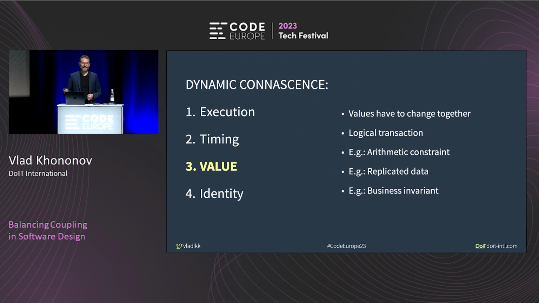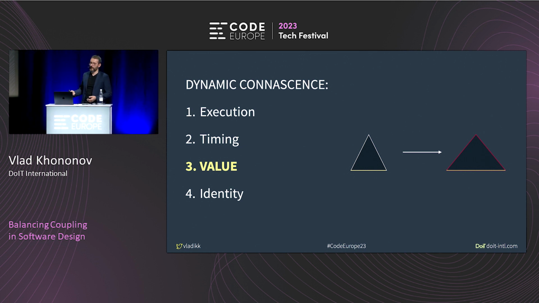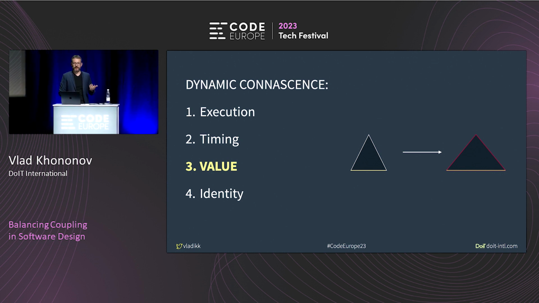Almost the strongest level is the Kinescence of Value. And here we have values that have to change together, meaning that there is a business invariant or a constraint or a rule that dictates that you have a number of values that have to change together, or otherwise the system is going to be in an incorrect state. A simple example here would be a data structure representing 3 edges of a triangle. If we modify the value of one of the edges, we have to modify the other 2 as well, because otherwise the triangle is not going to be mathematically correct. So that makes that data structure kinescent by value.